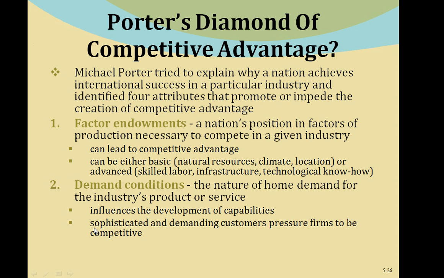And the second one is demand condition, the nature of home demand for the industry's product or service. If the demand fluctuates and is not stable, then the company will be in trouble. Because the demand will determine the profit, and with no profit, you cannot run the company. It's very simple.